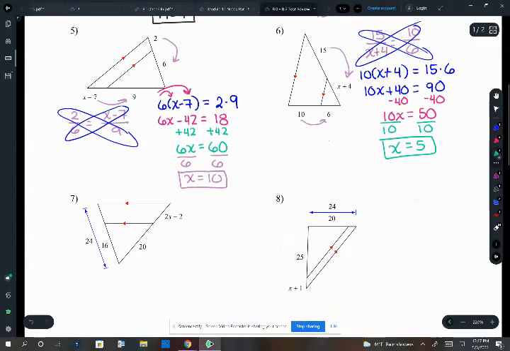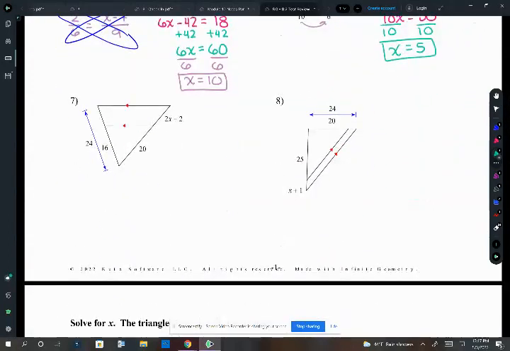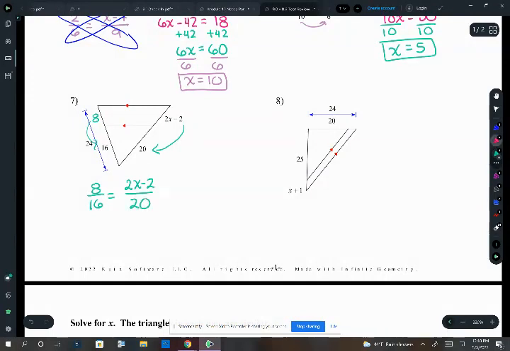When I look at number 7, it's a little bit different. As you notice, the whole entire side is 24. So if I go 24 subtract 16, then we know that this little segment is 8. So again, as we look at it, if we're going to go from 8 to 16, which is fine, then we need to make sure we're going across from the 8, which is 2x minus 2, to 20. And then again, we're going to do that cross product.